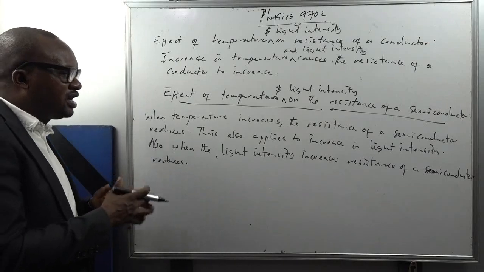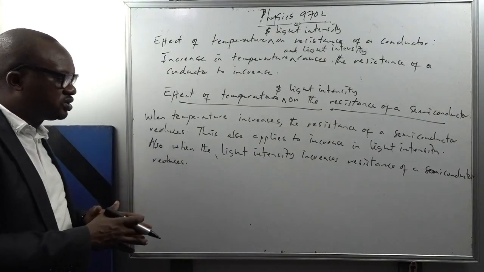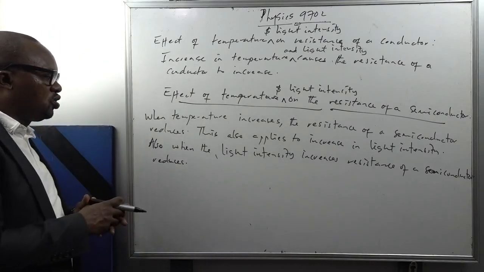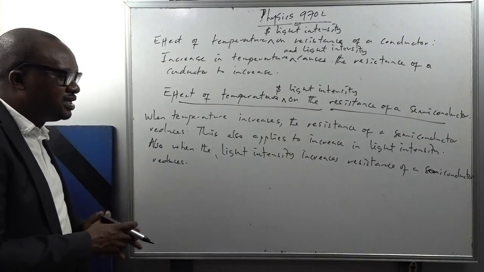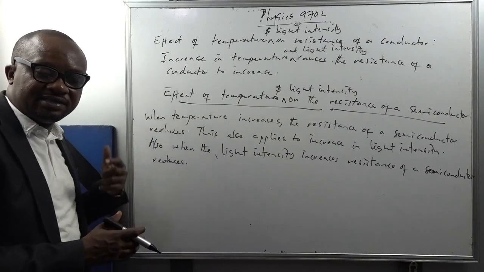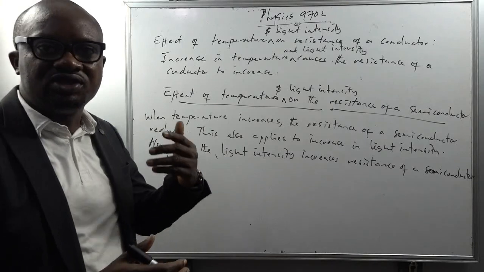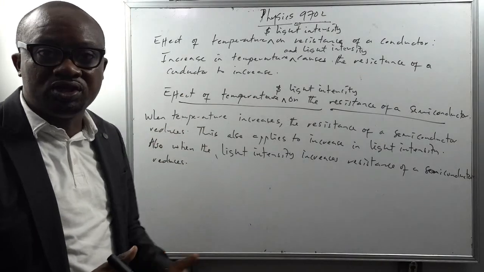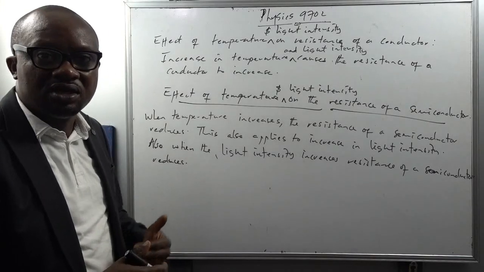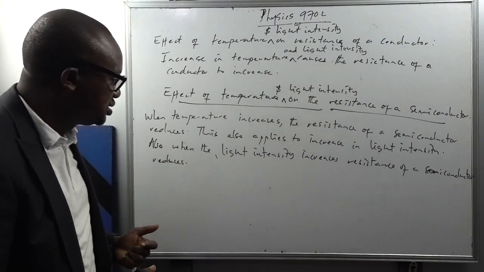So when temperature increases, the resistance of a semiconductor will reduce. That also applies to increase in light intensity. Also, when the light intensity increases, the resistance of a semiconductor reduces. So increase in temperature and light intensity causes the resistance of a semiconductor to reduce. But increase in temperature and light intensity causes the resistance of a conductor to increase.